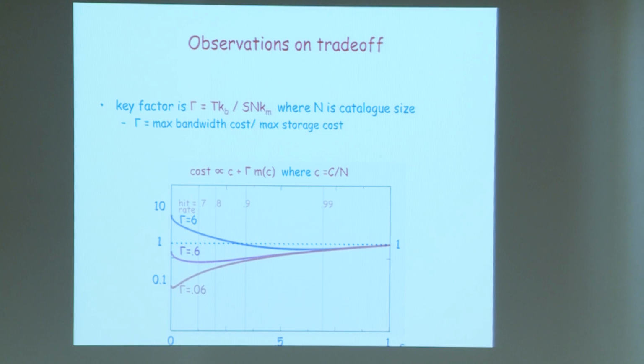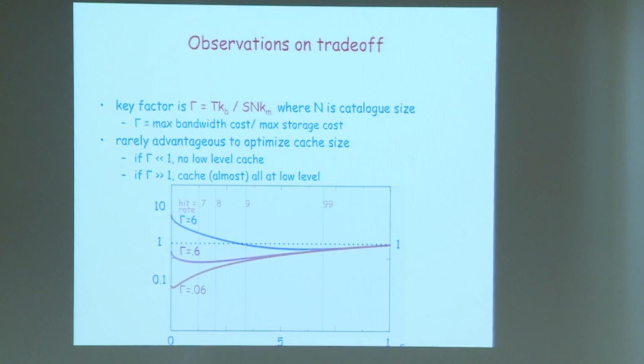The lesson I draw is not from this particular example, but you can extract this parameter. This parameter is the ratio of the maximum bandwidth cost to the maximum storage cost. So it was the ratio of this point to this point. And depending on the value of gamma, if gamma turns out to be very big, cache almost everything. If gamma turns out to be very small, don't cache anything. And the gamma depends on the size, the number of sites, the size of the catalog, and the traffic.